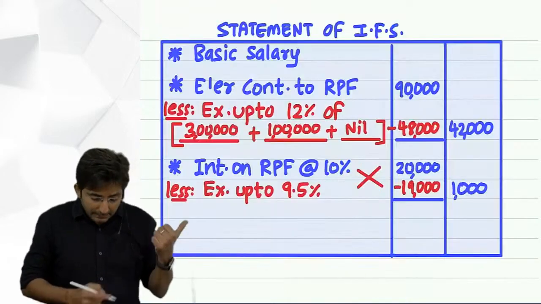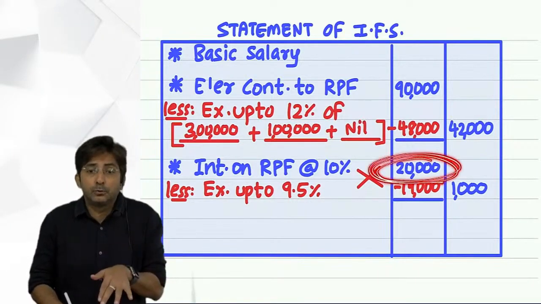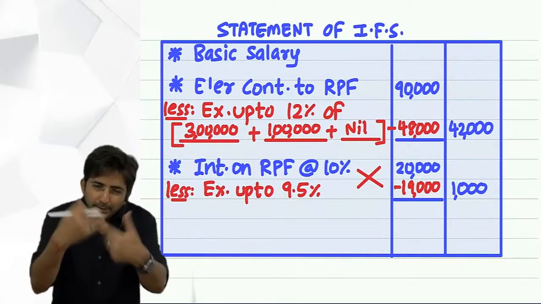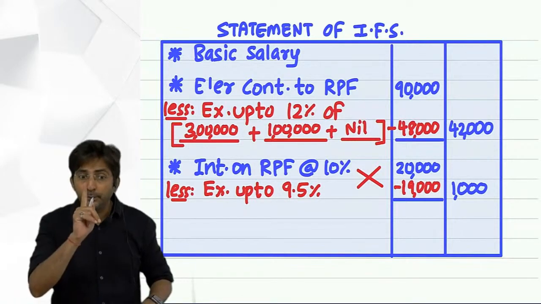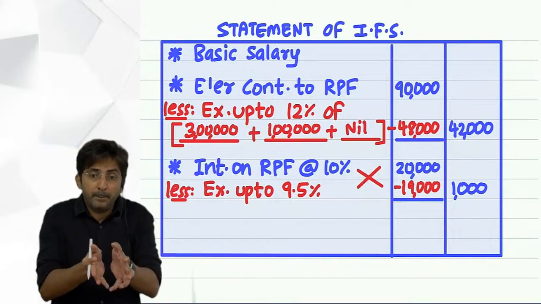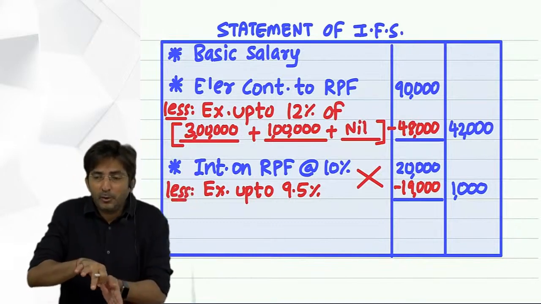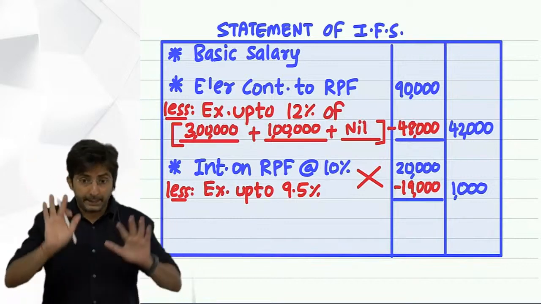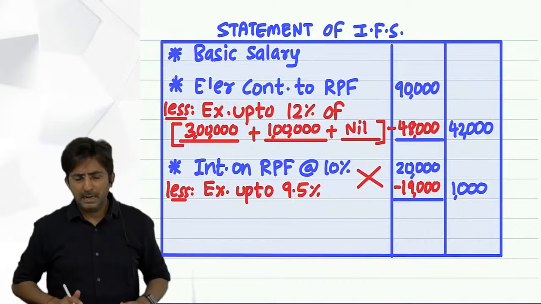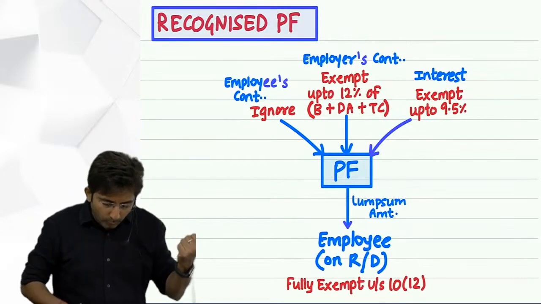But since, like in this question, we didn't have the data of how much of this interest of 20,000 pertains to the employee and how much pertains to the employer, since that data is not given, we put everything in salary. But in real life, technically speaking, even this should be apportioned. The portion which pertains to the employer should come here, and the portion which pertains to the employee should go to income from other sources. Technically. But till now, in any questions of ICI, they have not put this point. I had to touch this point because he had a query while we were solving this question.